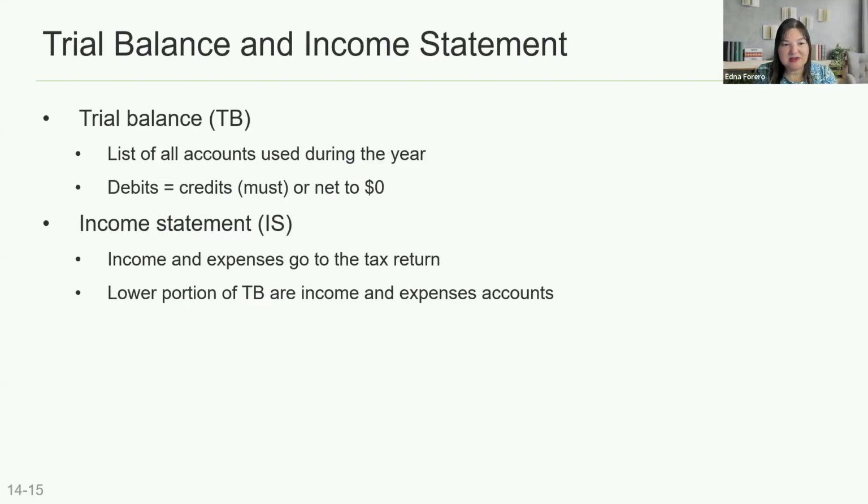The income statement, or IS, is the income and expenses that go to the tax return. So we want to be able to look at that and make sure that all of the income has been reported and any expenses that they've had for the year. So the lower portion of the trial balance statement that you receive is going to have these income and expense accounts for you to look at.